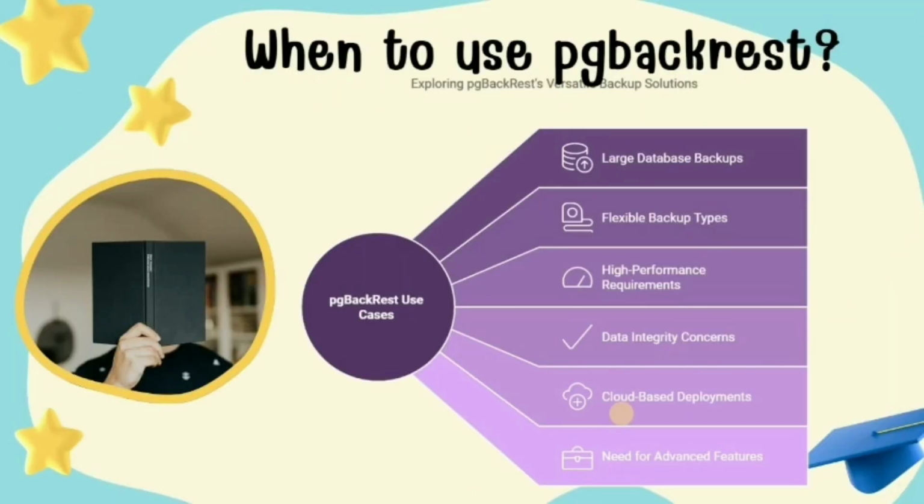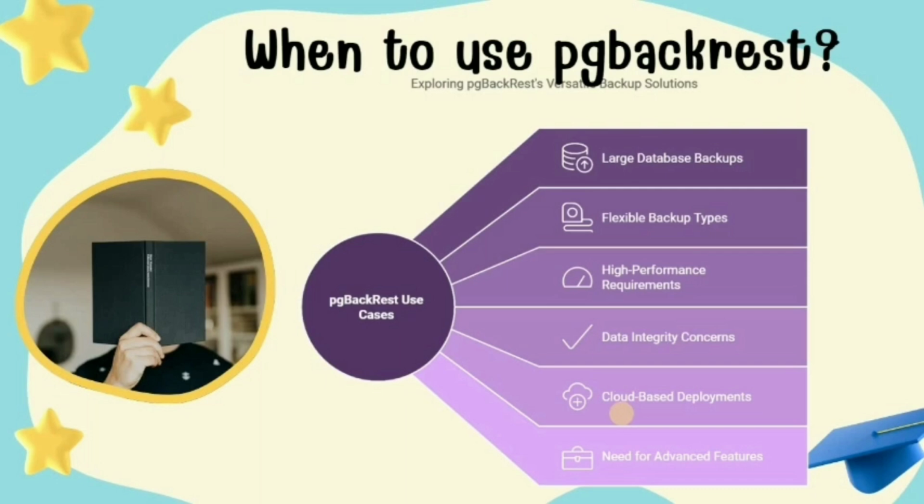So when to use pgBackRest? Large database backup. Suppose you have a large database backup, pgBackRest is optimized for performance with large databases, offering parallel backup and restore operations. Also, it is needed for flexible backup types. As I mentioned earlier, it supports full, incremental, and differential backups to optimize the storage and backup times. High performance requirements. It provides features like parallel processing and efficient compression, making it suitable for environments where backup and restore speed is critical.